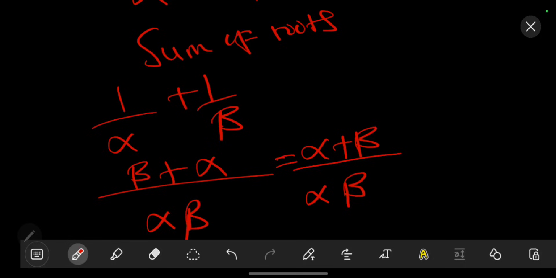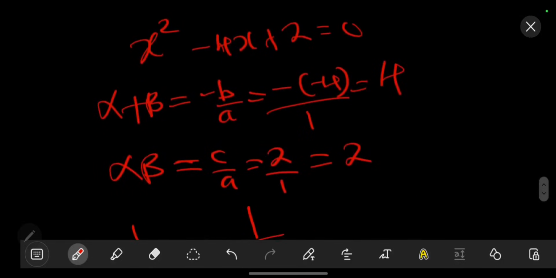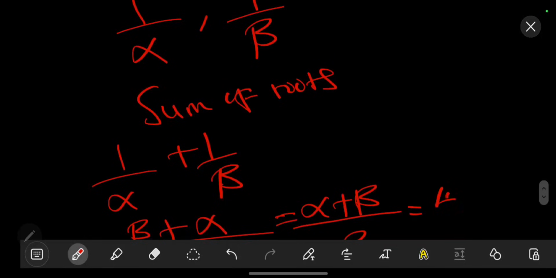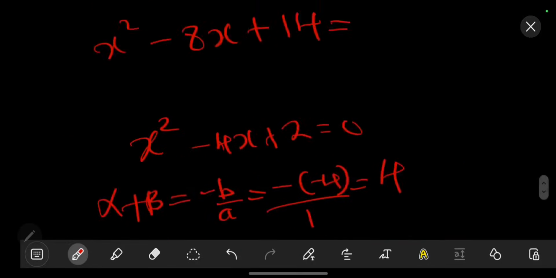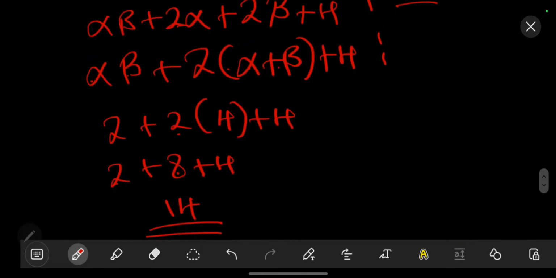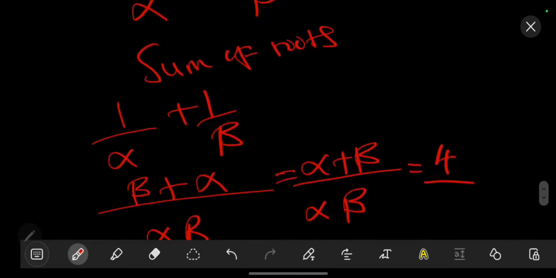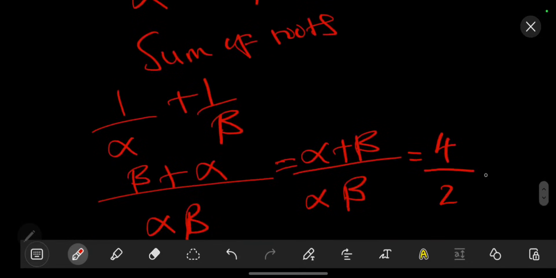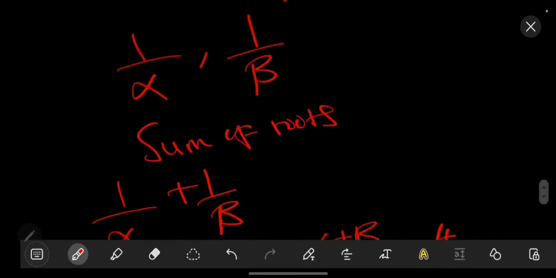So now, wherever there is alpha plus beta, we have established that the value is equal to 4. So we are going to put our 4 over alpha beta. What value was that? Yeah, alpha beta is equal to 2. So we are going to put over 2, which is going to give us 2. 4 divided by 2 is 2.